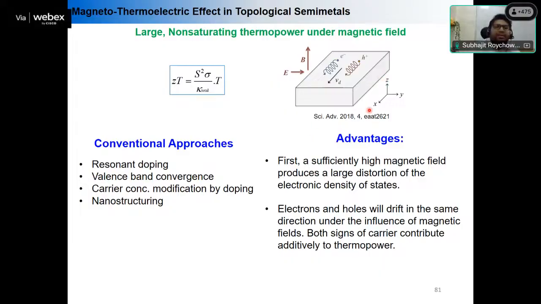Now what is the advantage of the magnetothermoelectric effect in topological material? It will have a large density of state distortion by applying a magnetic field, so it can improve my Seebeck coefficient. At the same time, topological semimetal will have both p type as well as n type. Now, with applying a magnetic field, they'll move in the same direction. So you will have an additive direction to the Seebeck effect.